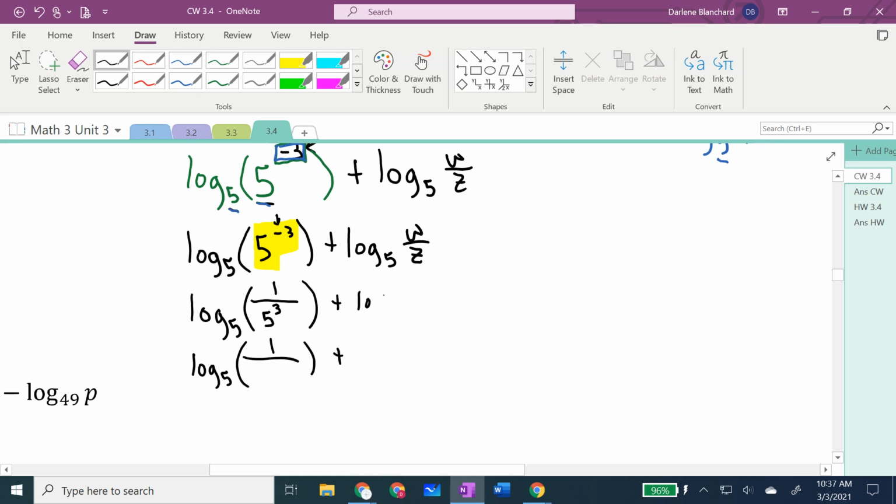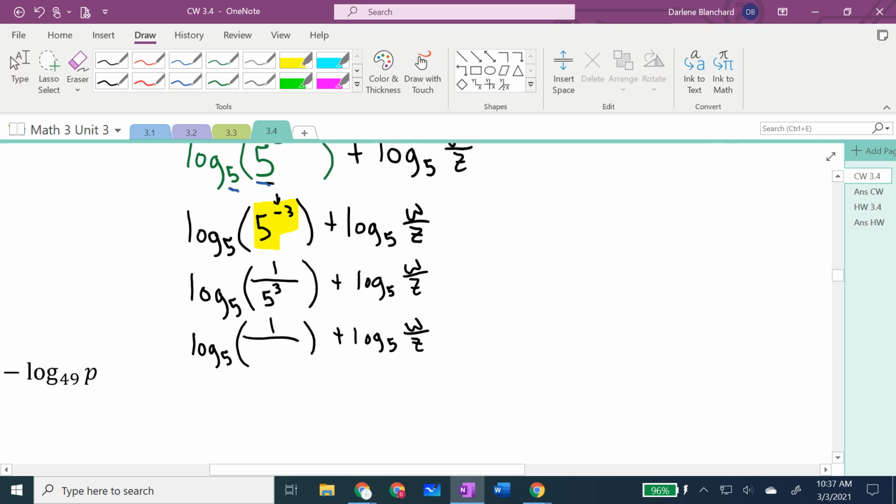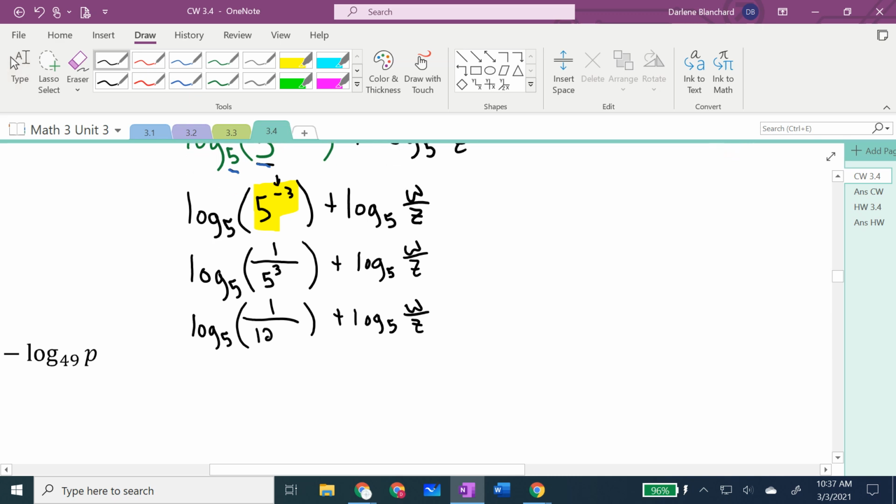So somebody put in chat, what is 5 to the power of 3? You got it. And now I'm going to do the multiplication. Or sorry, I'm going to deal with the addition between the two logarithms by multiplying the insides.